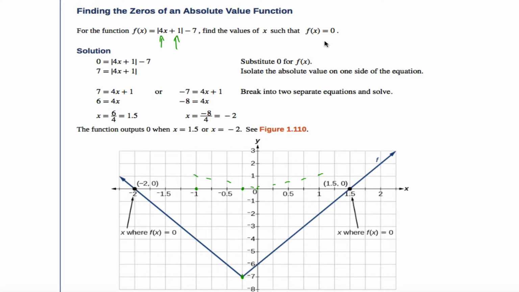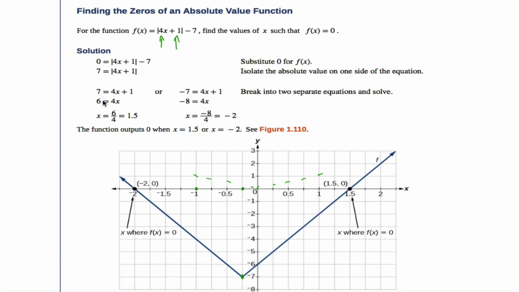We want to find the x values so that f of x equals 0. This is saying figure out what you put into your machine to make 0 come out. Well, 0 coming out of the machine means the height is 0. The height is 0 right here and right here. So if I put in 1.5 as my x coordinate, 0 would come out. And if I put in negative 2 as my input, 0 would come out. So my solution should be negative 2 and 1.5. And sure enough, that's what your book got when they solved this thing algebraically.